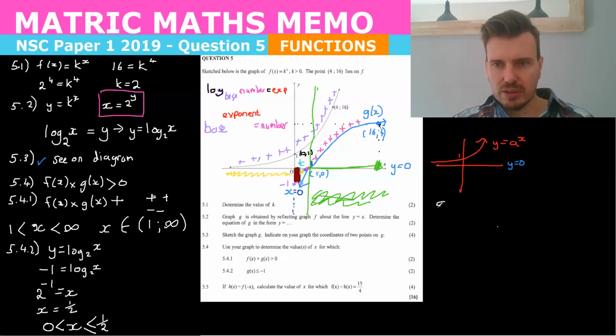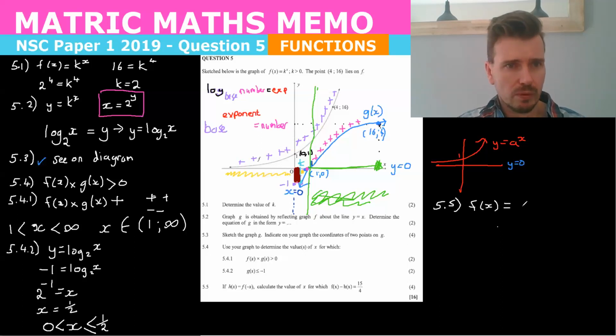Okay, last question on this is 5.5. It says h of x equals f to the minus x. Calculate the value of x for which f of x minus h of x is equal to 15/4. The first thing they've said is h of x equals f to the minus x. What does that mean? That just means if f of x is equal to, we got f of x to be, k was 2, right? 2 to the x.